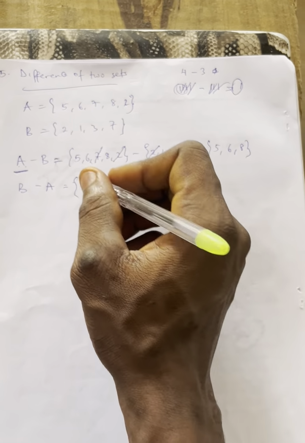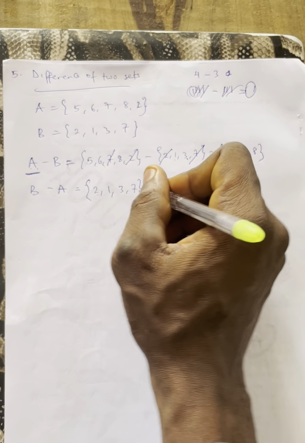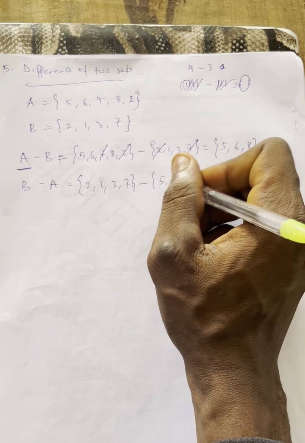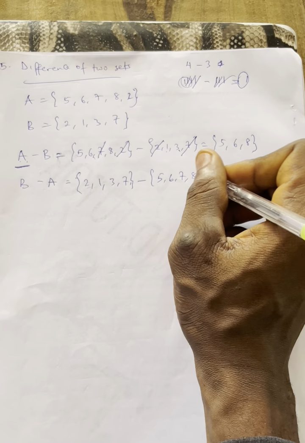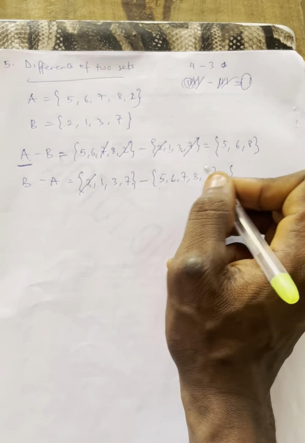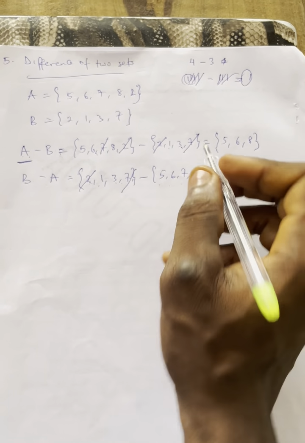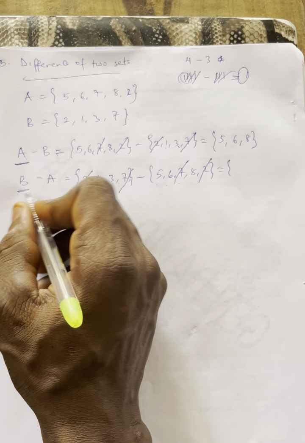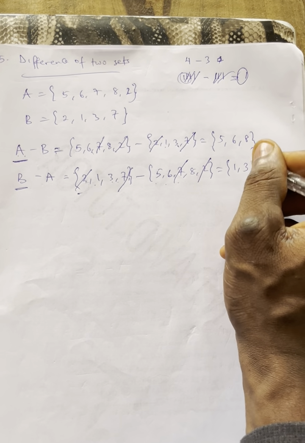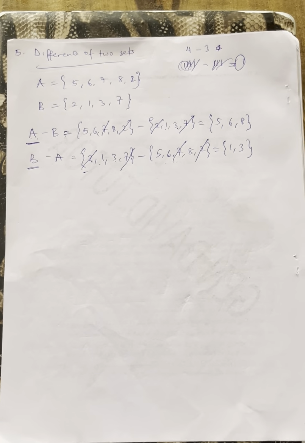Now what is B minus A? What's our B? 2, 1, 3, 7. Minus our A, rather. A is 5, 6, 7, 8, 2. Now what do they have in common? 2 is here, is 2 here? Yes, you cancel. 1 is here, is 1 here? No. 3 is here, is 3 here? No. 7 is here, 7 here, yes. So what remains in B is your answer, which means you have 1, 3. So that is B minus A, which is different from A minus B.